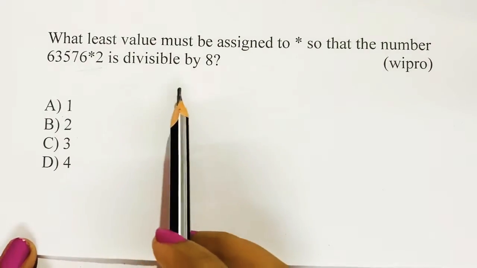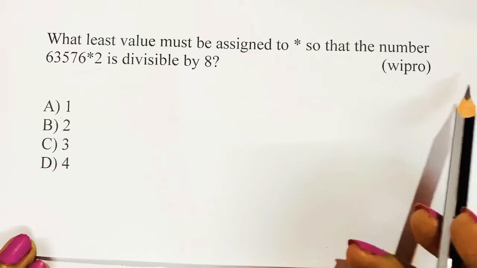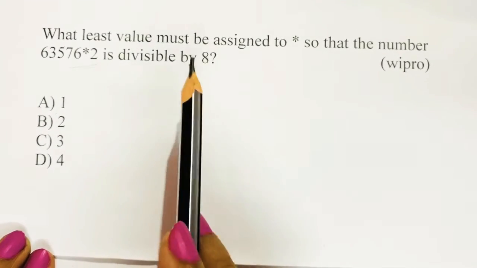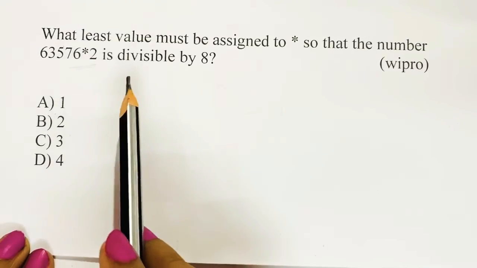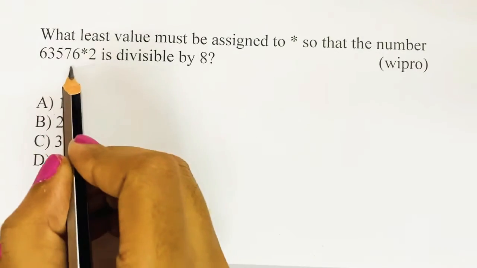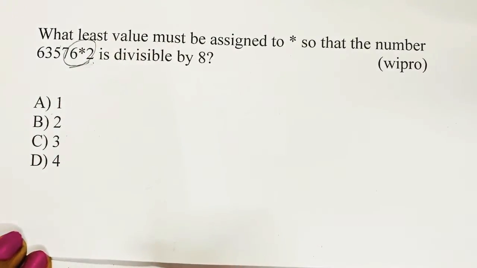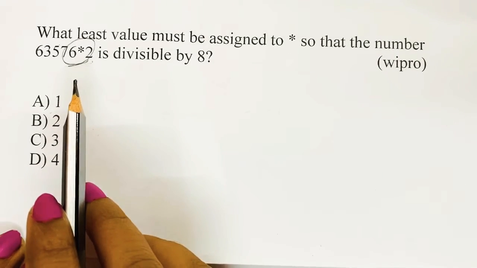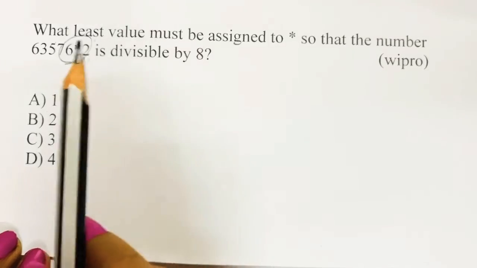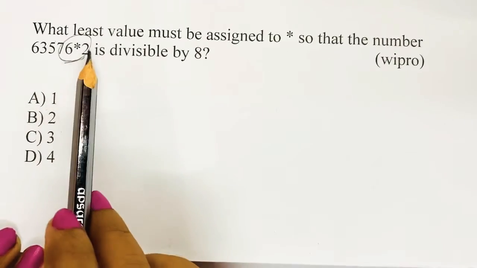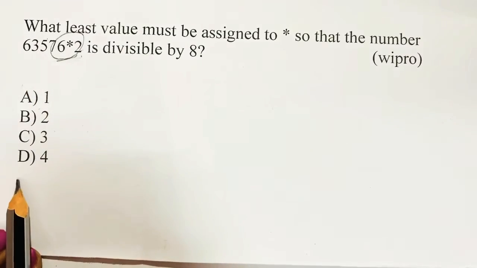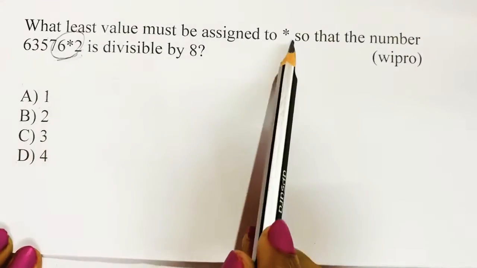What least value must be assigned to star so that the number 63576 star 2 is divisible by 8? We know that to check whether a number is divisible by 8, we have to see whether the last 3 digits are divisible by 8. To check this, we will see whether the last 3 digits are divisible by 2 thrice, or we will take the last digit out and add it to the double of the remaining. Let's go from the options and substitute the value of star to be 1.